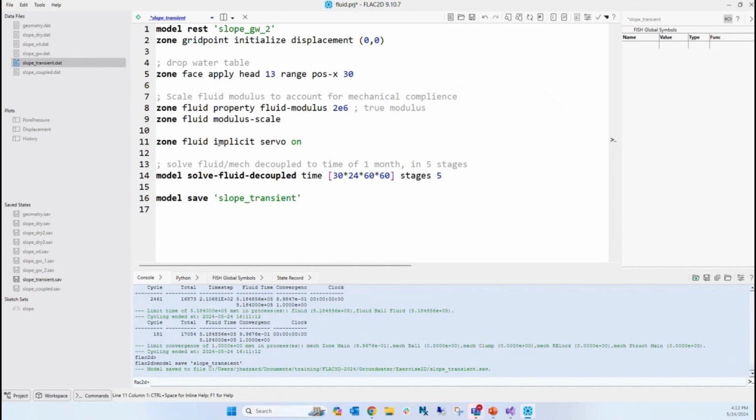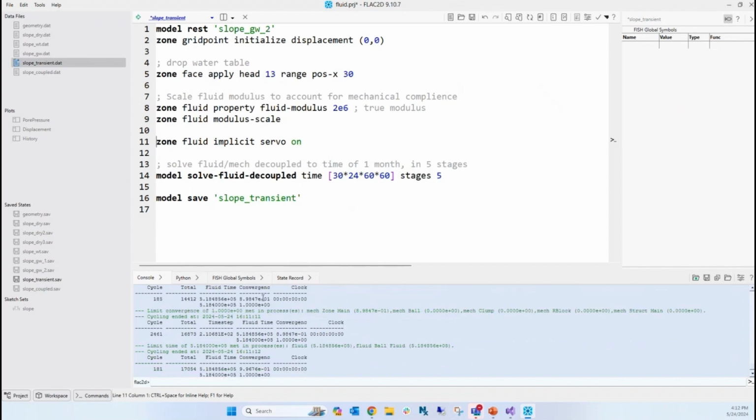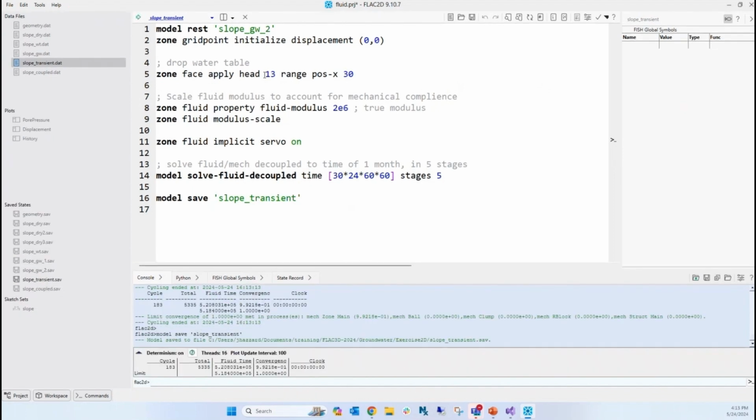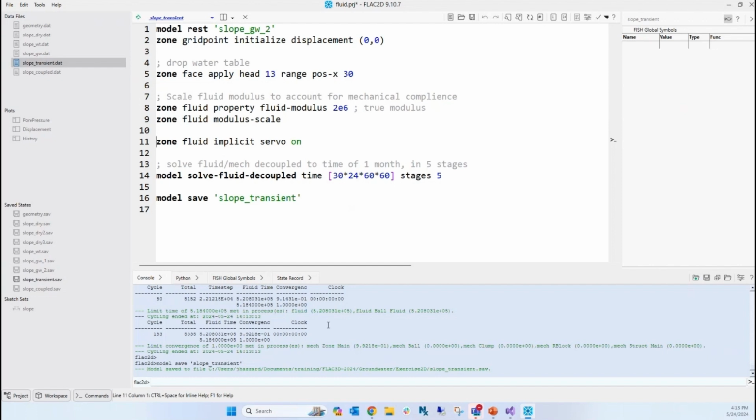So imagine you had a very low permeability zone inside of a high permeability model. It will calculate a fluid time step that's quite small. If you use this implicit approach, the whole thing will go faster. So you can say zone fluid implicit, this servo on. What that means is it automatically works out the time step, and it tries to use the most sensible time step in the implicit solution. So I could run this. It actually goes faster. It's not really noticeable in this case because the model is so fast anyway, but in a bigger model or a model with permeability contrast, it definitely makes a difference.